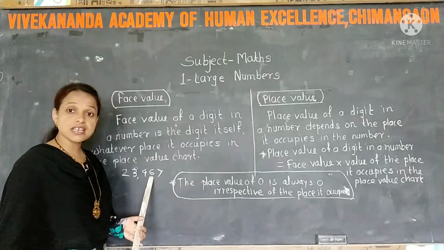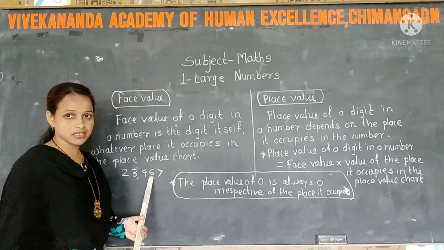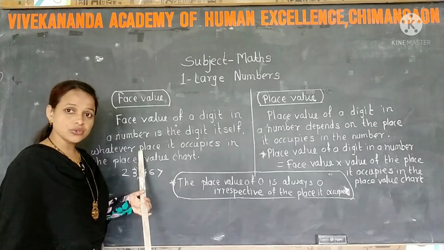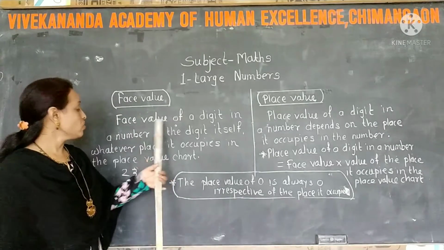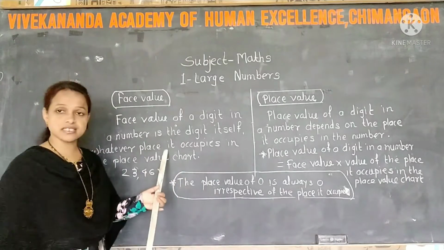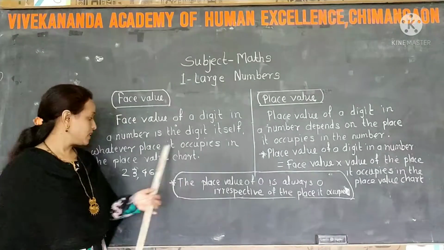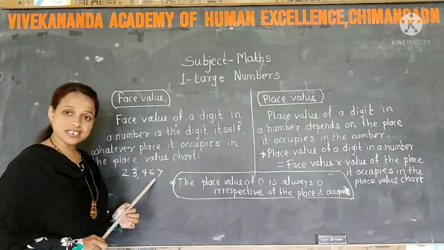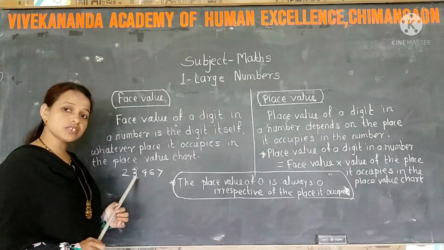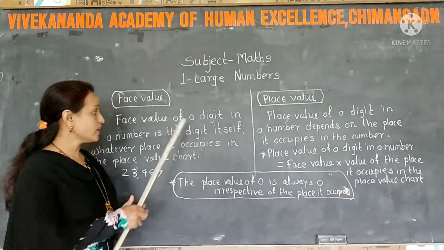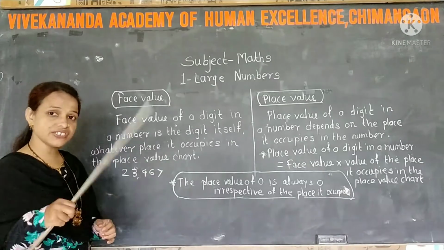Digit 6 is at the 10's place. So if you read that sentence, you came to know that the face value of a digit in the number is the digit itself, whatever place it occupies in the place value chart, whether it is the 10's place, 100's place, 1000's place or 10,000's place. Doesn't matter. Face value of a digit in the number is the digit itself.